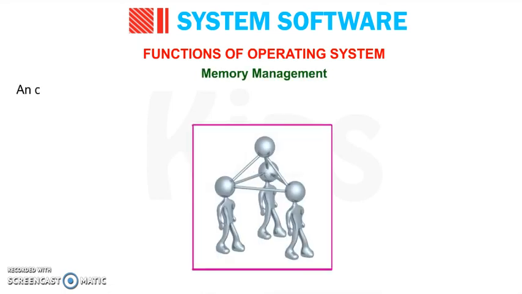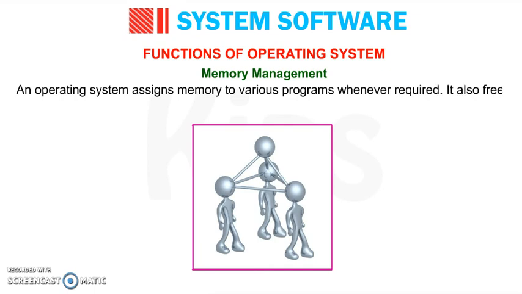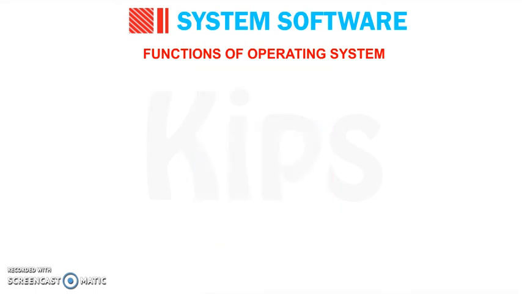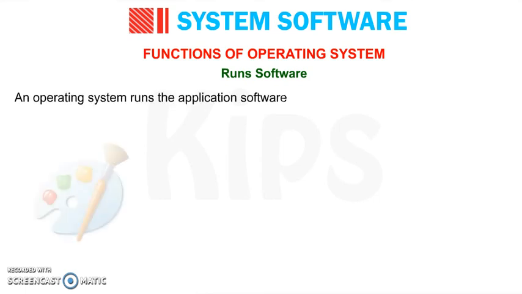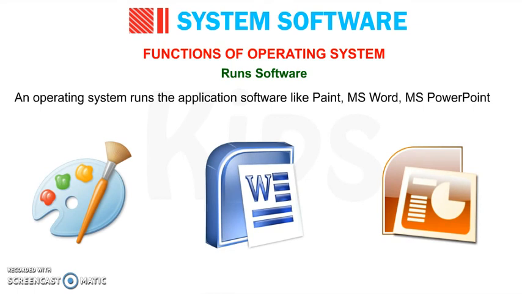Next is memory management. An operating system assigns memory to various programs wherever required. It also frees the memory when it is not in use. Next is running software. An operating system runs the application software like Paint, Word, PowerPoint, etc.